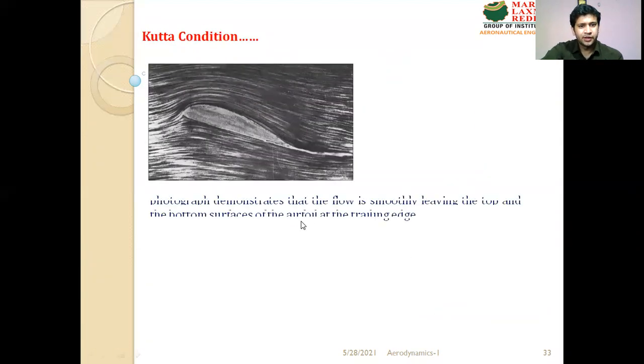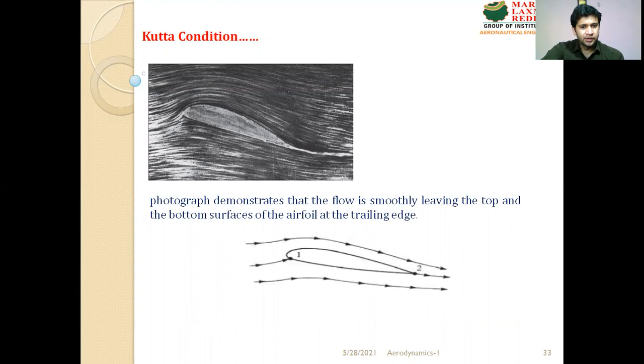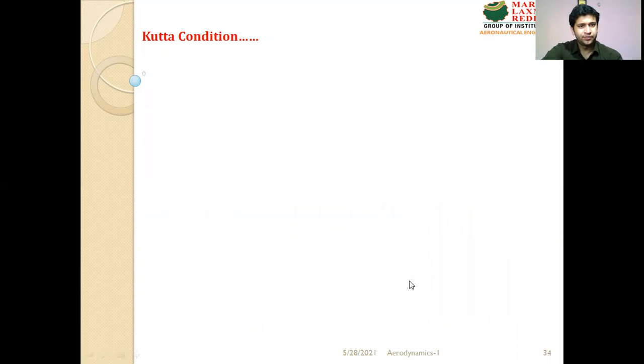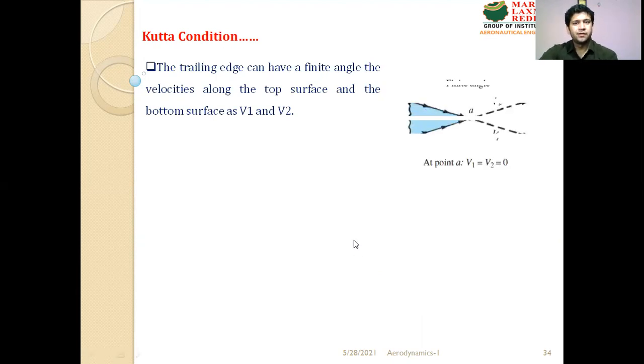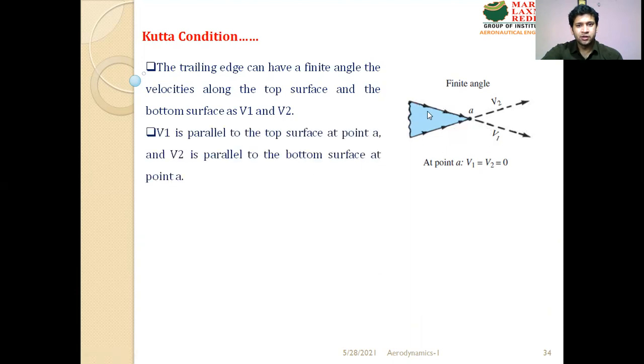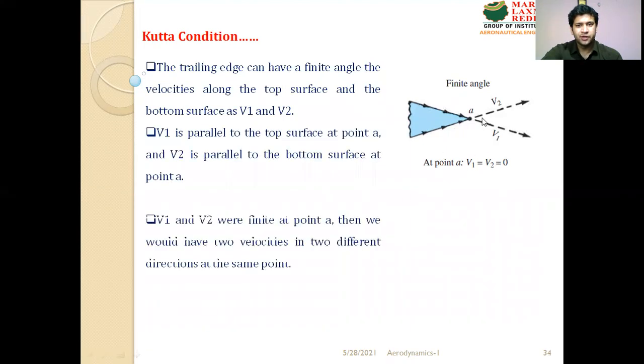So from this figure we can say that the flow which is smoothly leaving the top and bottom surface of the airfoil at the trailing edge is this, where you have stagnation point 1 at the leading edge and stagnation point 2 at the trailing edge. So the trailing edge can have a finite angle and the velocities along the top and bottom surfaces are v1 and v2. So this is a finite angle and this is A. The v1 is the flow velocity coming from the upper surface, and v2 is the flow velocity coming from the lower surface.